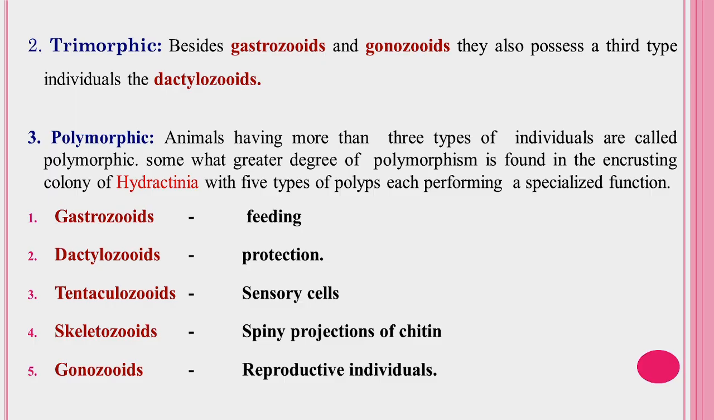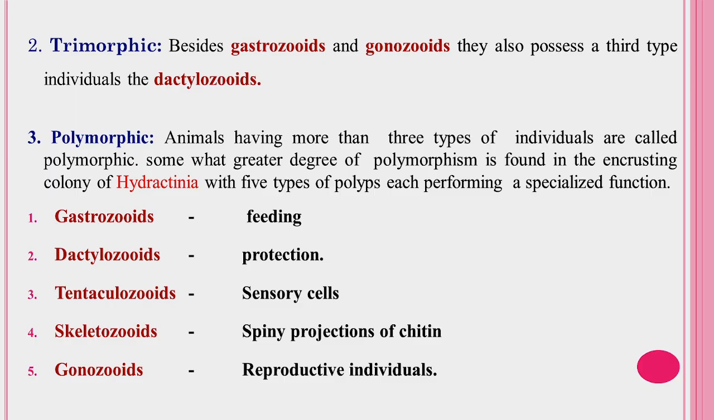And the third one is polymorphic polymorphism. Here the animals have more than three types of individuals, so they are called polymorphic individuals. Compared with dimorphic and trimorphic, here we can see a greater degree of polymorphism. In the colony of Hydractinia, it consists of nearly five types of polyps, each performing a specialized function.